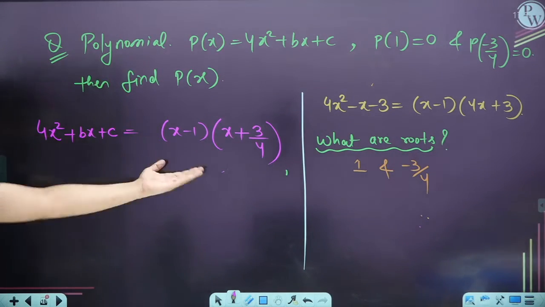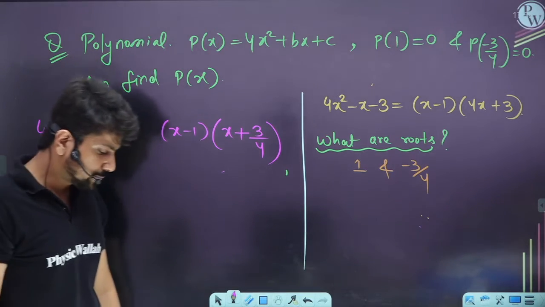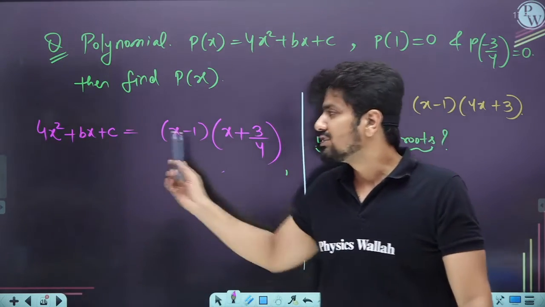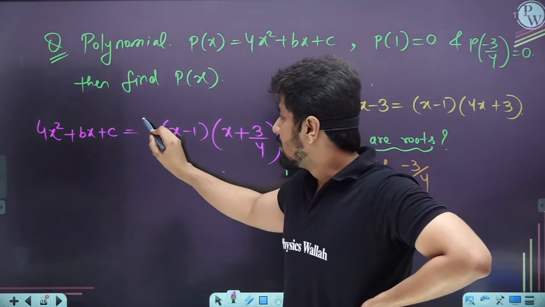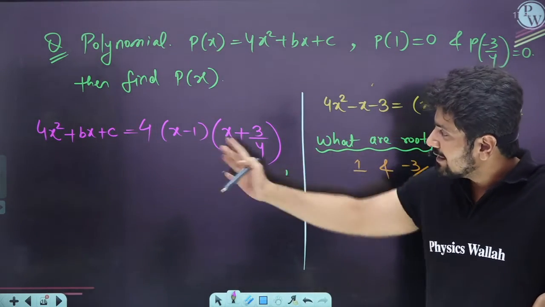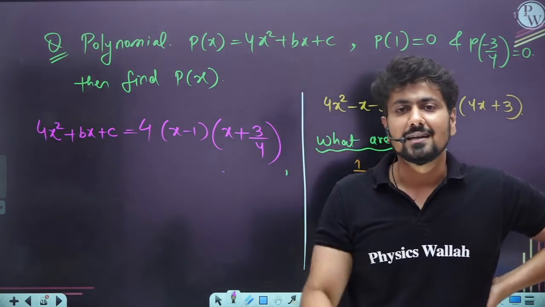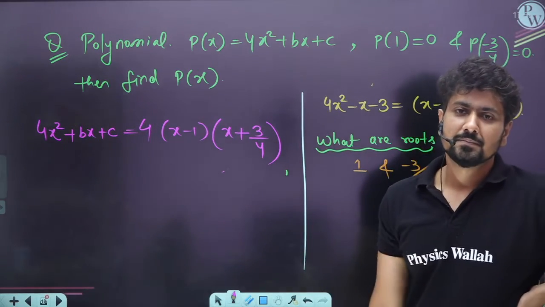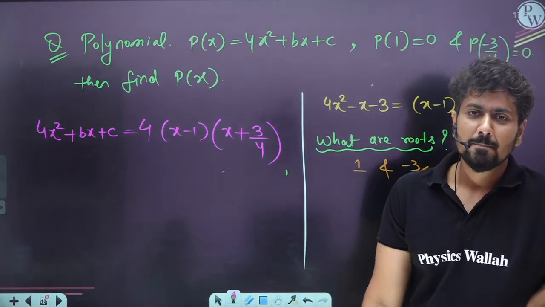But still, the left hand side and right hand side are not matching. What's the problem? The problem is we have to match the coefficient of x square. There should be a number 4 in the multiplication. Then the left hand side and the right hand side match exactly. You have to match the coefficient of x square.